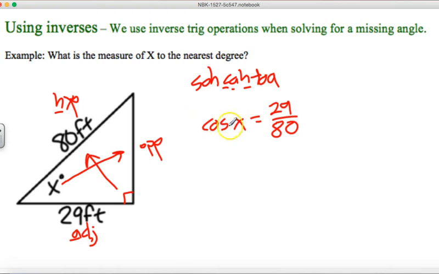We practice these to get rid of cosine. We're going to do the arc cosine or inverse cosine, and that's going to cancel out the cosine and leave x. And then we type the inverse cosine on our calculator of 29 over 80, and you should get 68.7 degrees. 68.7 degrees is the measure of this angle.